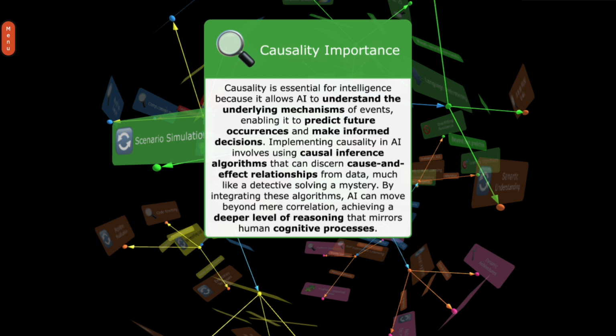Causality is essential for intelligence because it allows AI to understand the underlying mechanisms of events, enabling it to predict future occurrences and make informed decisions. Implementing causality in AI involves using causal inference algorithms that can discern cause and effect relationships from data, much like a detective solving a mystery. By integrating these algorithms, AI can move beyond mere correlation, achieving a deeper level of reasoning that mirrors human cognitive processes.